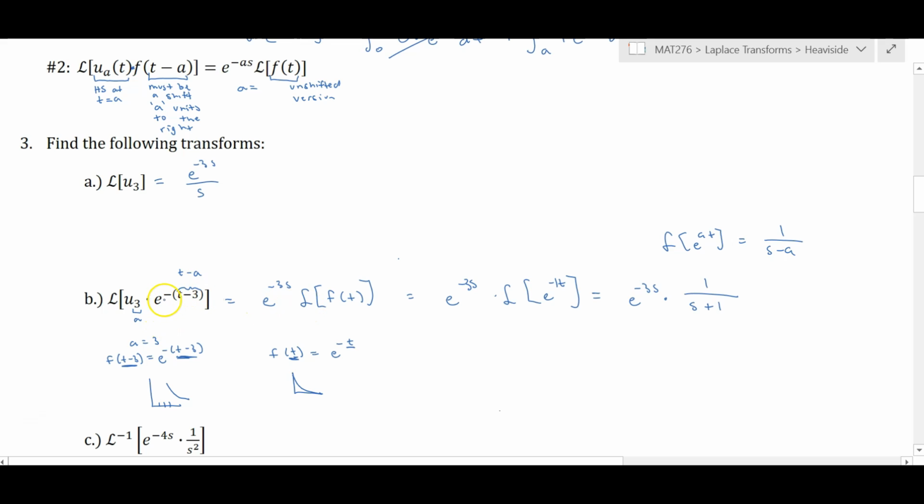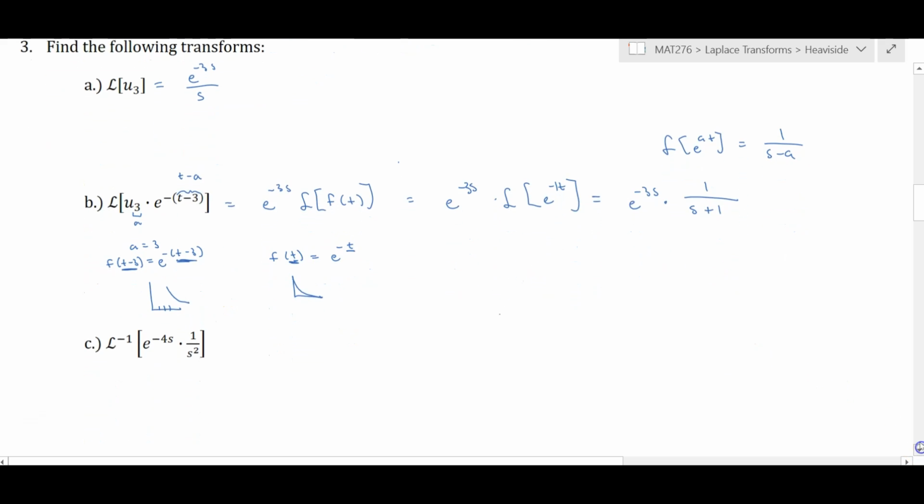Now that's the important part. The function has to be shifted a units to the right, and if it's not, then we've got to figure out a way to do that. All right, now let's see how we work backwards. Given that this is already the Laplace transform of some function, of what function is it the Laplace transform?